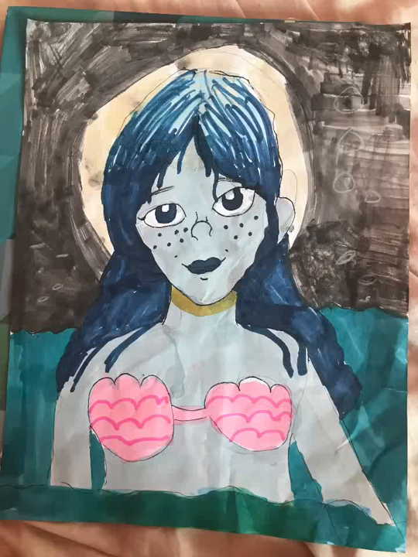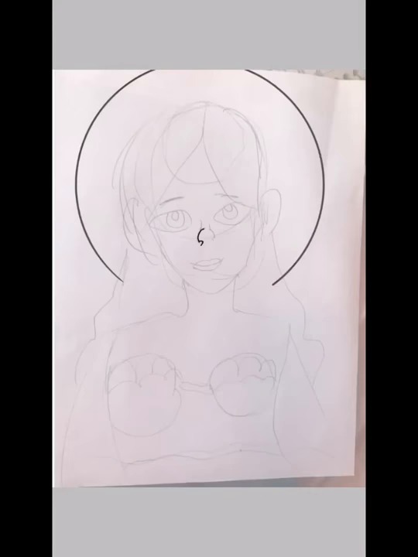Traditional versus digital. Today, here are the pros and cons of traditional versus digital. Coloring edition.